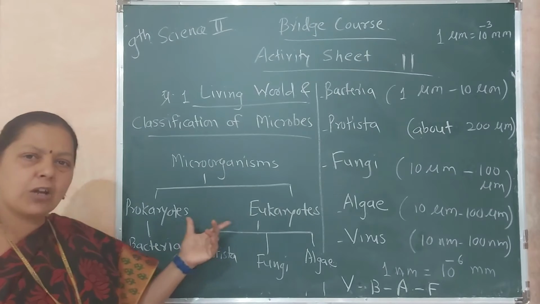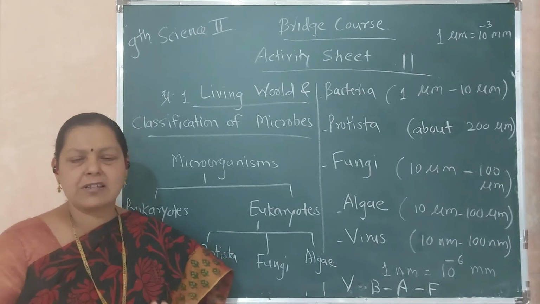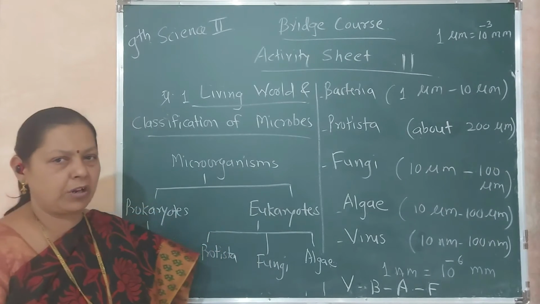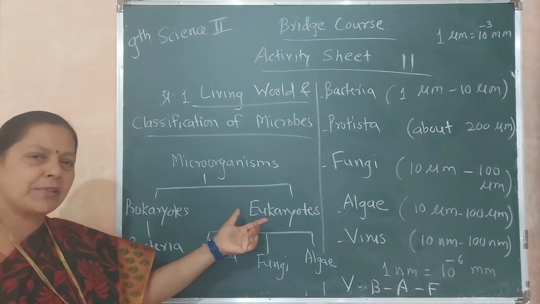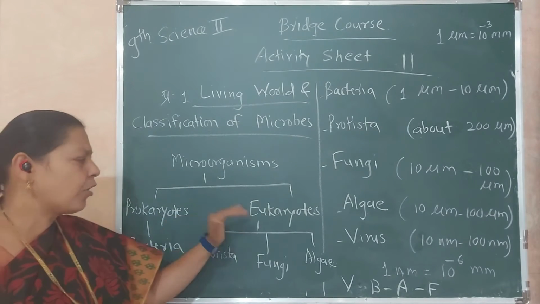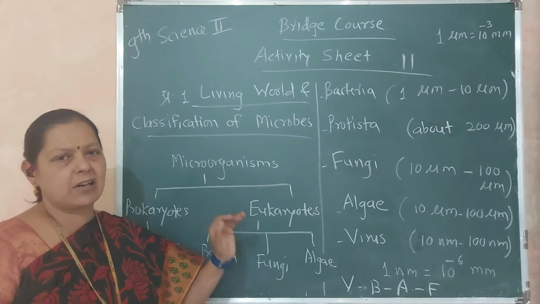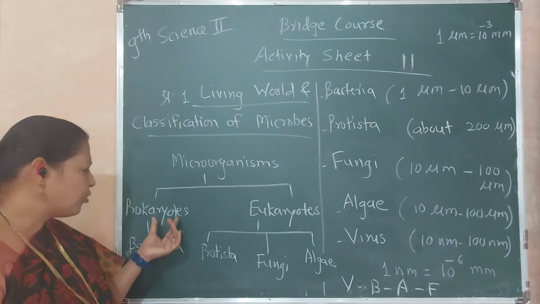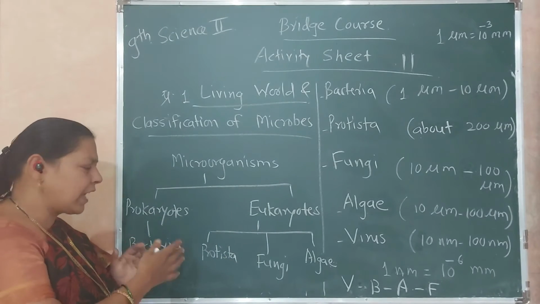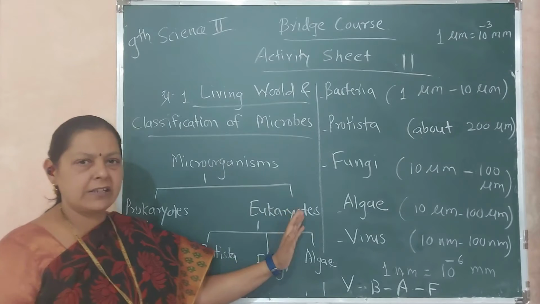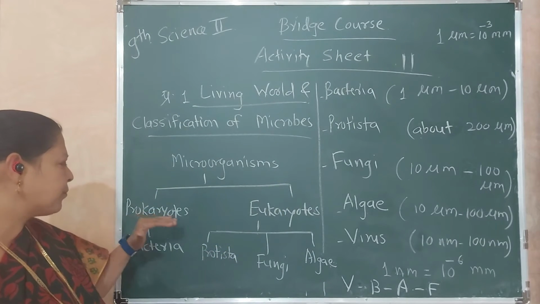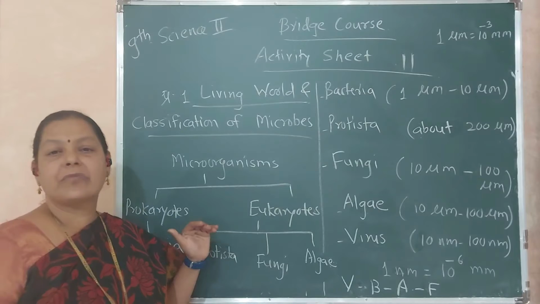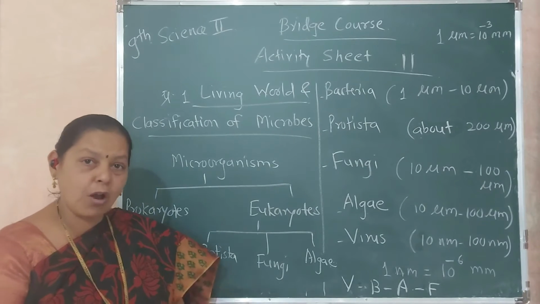Now first we are going to discuss the classification of the microorganisms. Whenever we are going to classify, there are two types mainly, that is the prokaryotes and eukaryotes, based on the structure of the cell. Now on the left hand side, comparatively these are less developed, and on the right hand side these are comparatively developed cells. So in the prokaryotes, the nucleus is not so well developed.